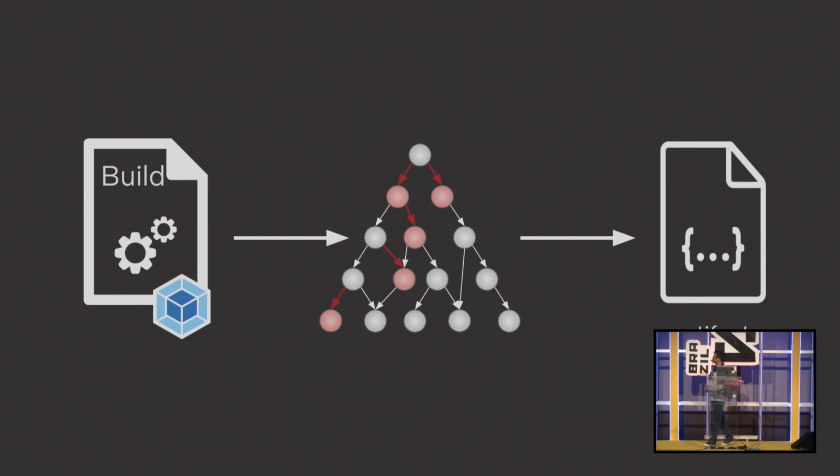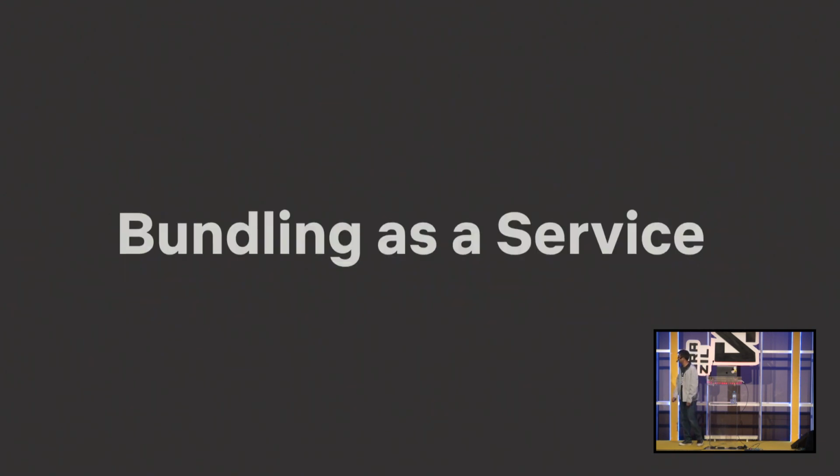So at this time, what we have is a Webpack build which has conditional dependency graph information in it, and we just serialize it into an artifact. So we solved the first part. Now coming back to the second part, which is the bundling as a service. At Netflix, our on-demand bundler is called Codex.